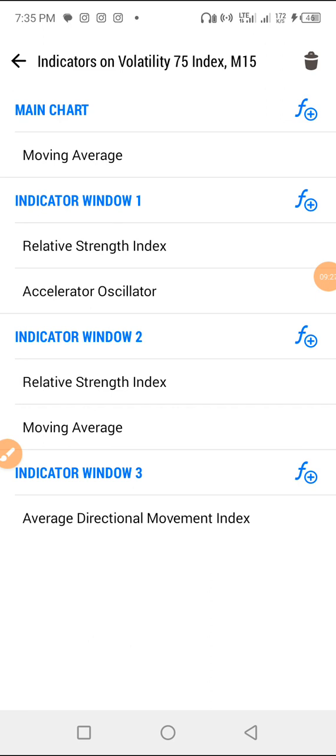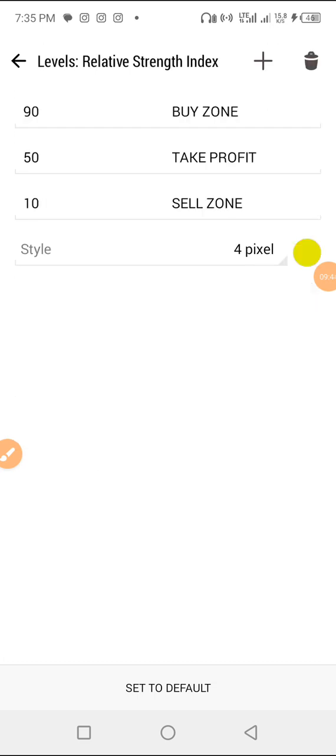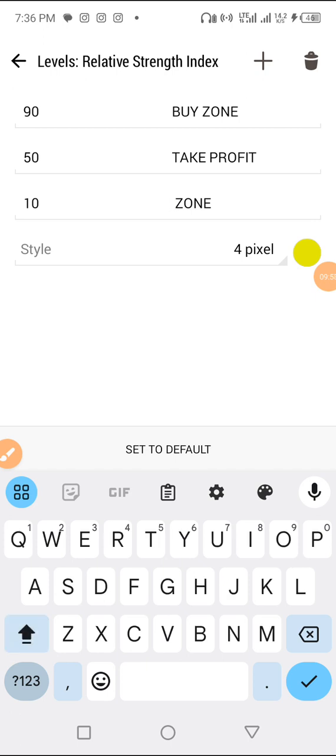Then your window 1, which is the RSI. When you click on the FX plus on the main chart, go under oscillator, you see the RSI. So you click on the RSI, the period should be 1, apply to close, style should be 1 pixel, levels should be 90, 50 and 10. Now, sorry, level 10 should be buy zone, not sell zone. Level 10 should be buy zone. Exactly, that means when the conditions align, then you take your buy.